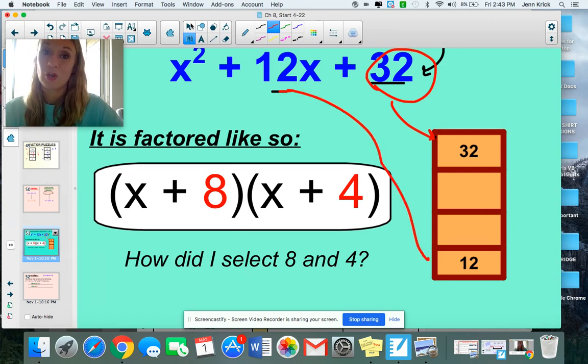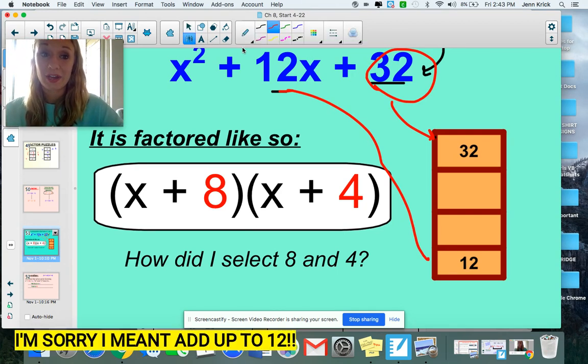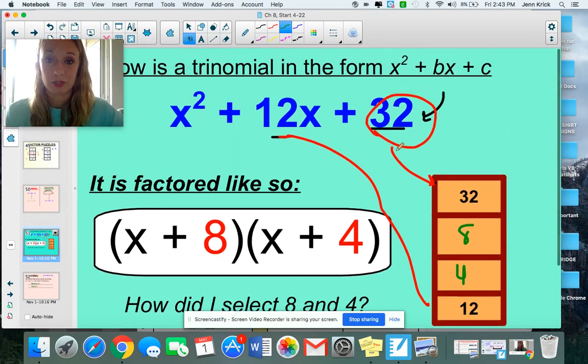So ask yourself, what are two numbers that multiply to 32 but add up to 12? I'm sure that you know by now that it's going to be 8 and 4. 8 times 4 is 32. 8 plus 4 is 12. That's how I got positive 8 and positive 4. That is why we spent all yesterday doing those puzzles.